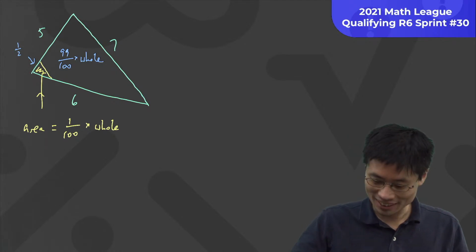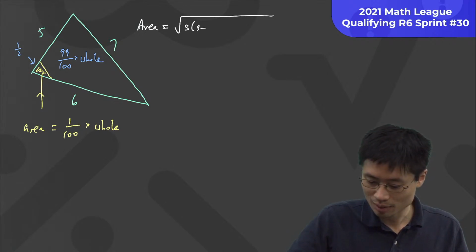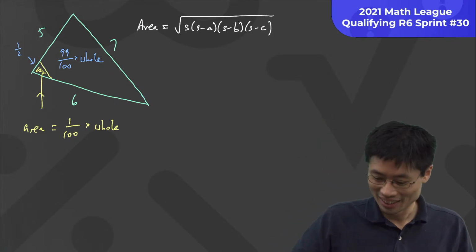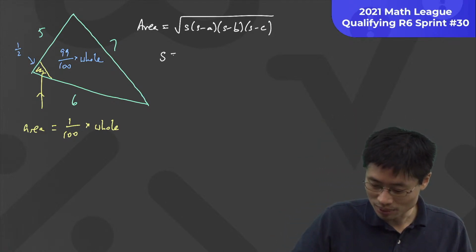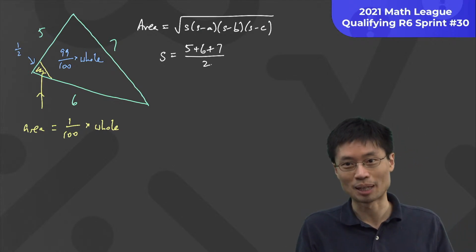So what we have here is a triangle with A, B, and C. The area is equal to the square root of s times (s minus a) times (s minus b) times (s minus c), where s happens to be the semi-perimeter. So the semi-perimeter is equal to 5 plus 6 plus 7 divided by 2. That's half the perimeter. That's why it's called semi-perimeter.